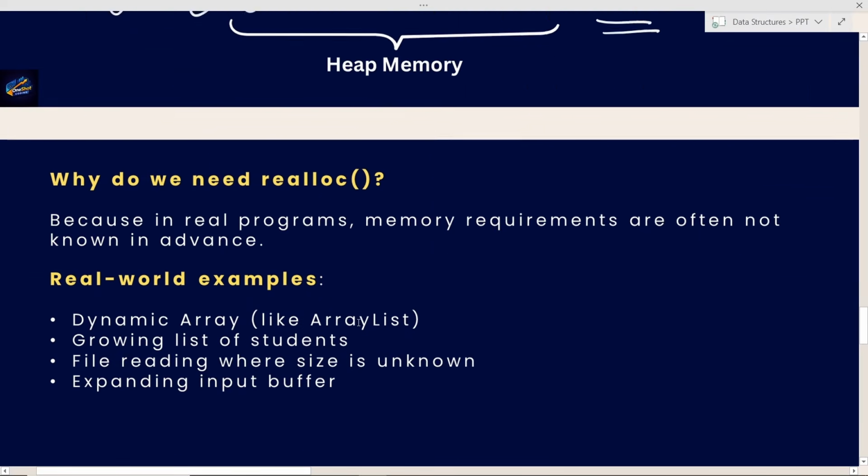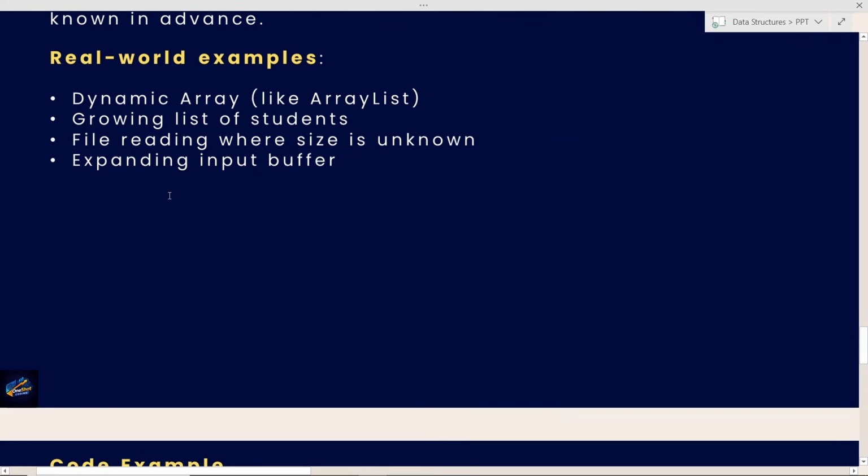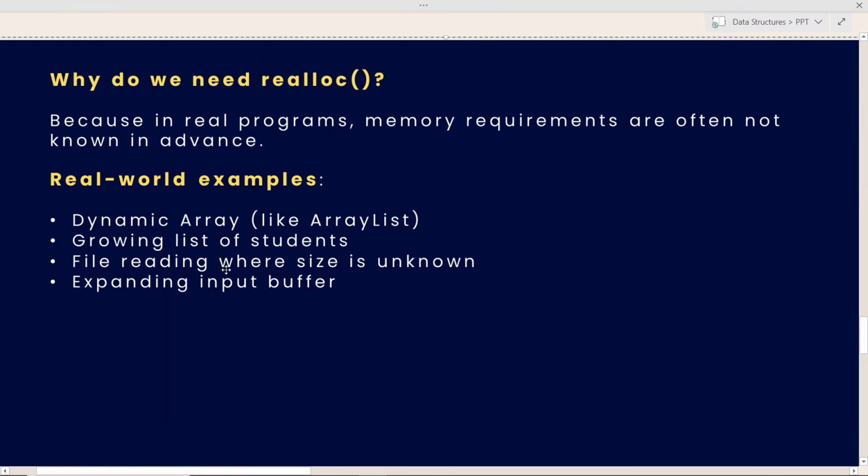After this, let's see why we need reallocation. Because in real programs, memory requirements are often not known in advance. Let's see some real world examples. In dynamic arrays, if we want to create dynamic arrays like an array list, we need to use our realloc function to reallocate the memory. If we are creating a list of students and that list keeps growing, then we cannot rely on some fixed size, right? We need to reallocate memory, meaning we need to increase the memory size. So there we have the need for our realloc function.